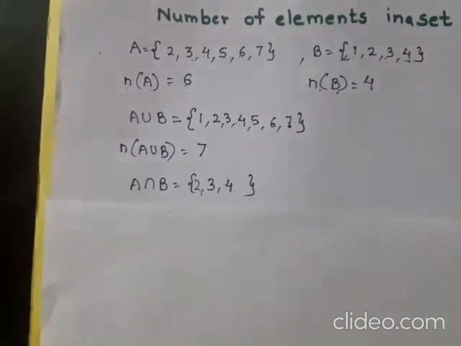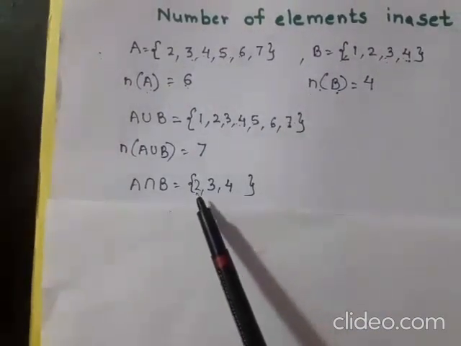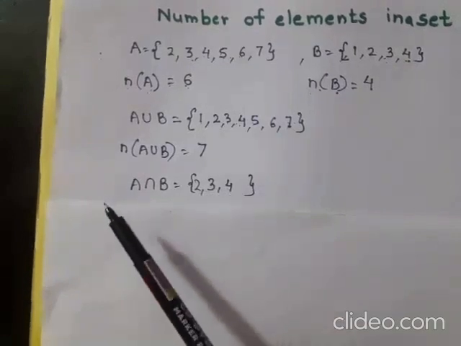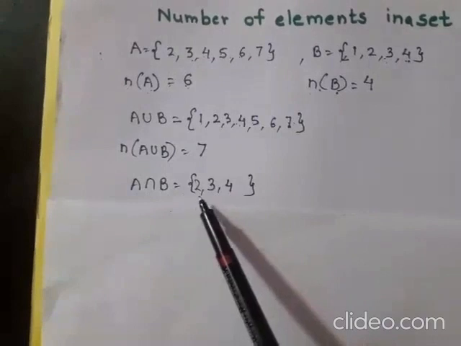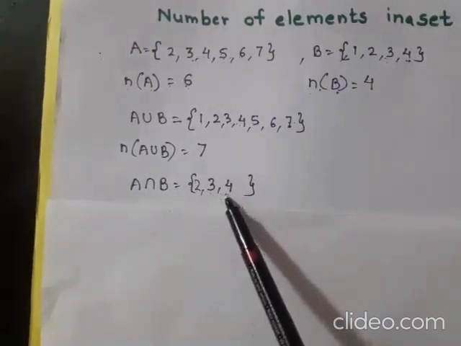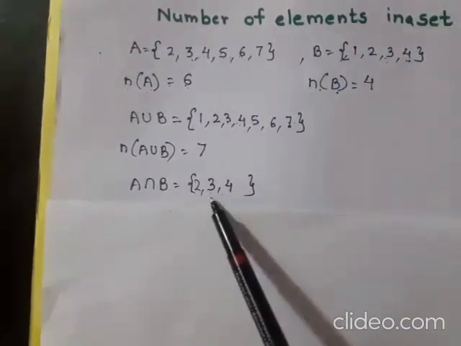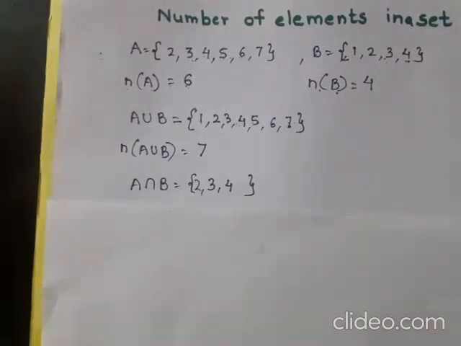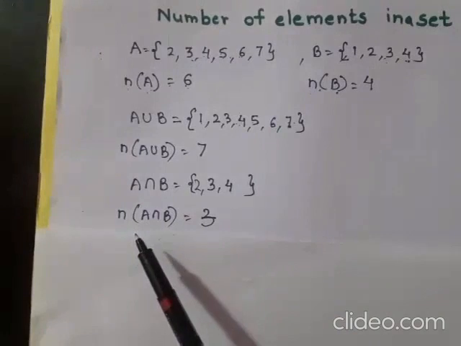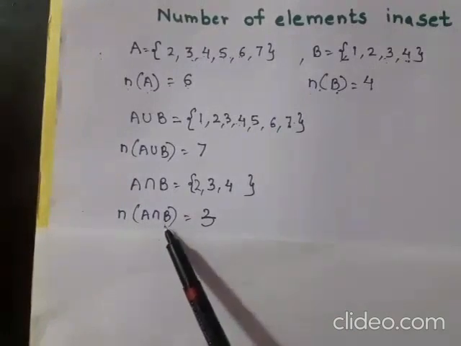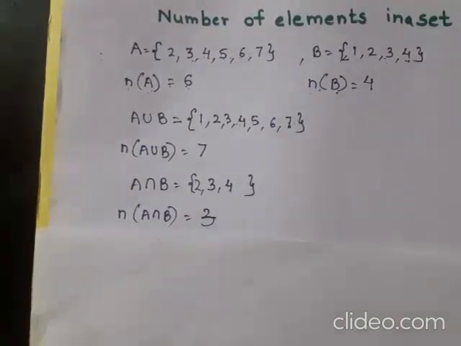So let's see what A intersection B is. As we have seen earlier, there are 3 common elements, and the elements are 2, 3, 4. Therefore, the set A intersection B will contain the elements 2, 3, 4. In total how many elements are there? 3 elements. So we will say the number of elements in set A intersection B is equal to 3.